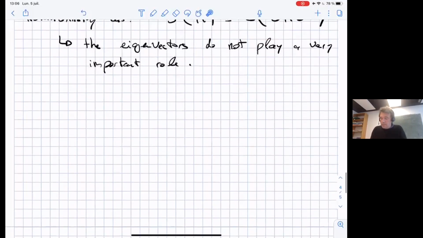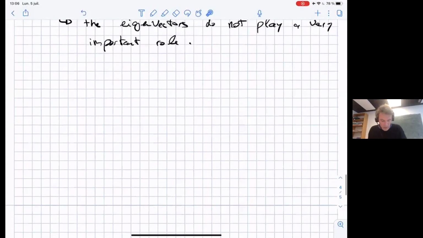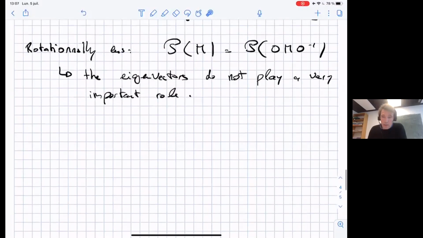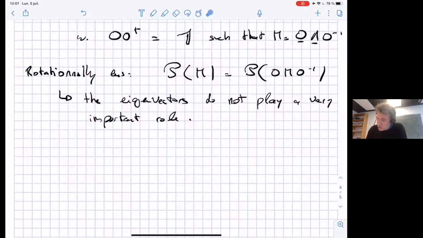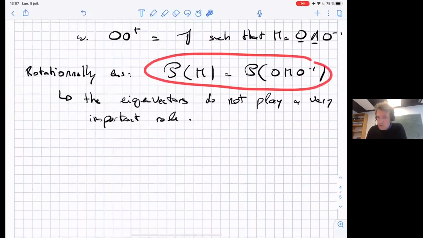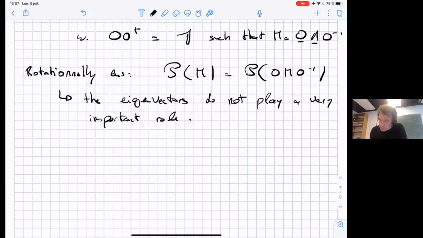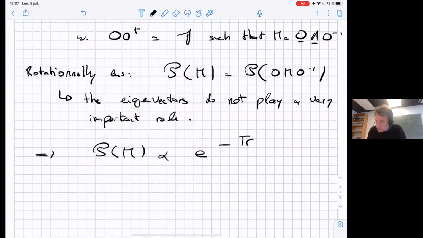Now, there is basically a theorem, due to Weyl, that says that if you are looking at such a rotationally invariant measure, then, and it's quite intuitive to understand why it's like that, the P of M should be of the form exponential of minus trace of some function of M.